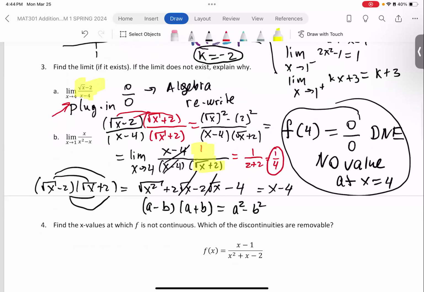Okay, how about B? Did you get a chance to do it? It seems that some of you did. By the way, you can always move on at your own pace too. I'm going to go over all of these questions, but yeah.